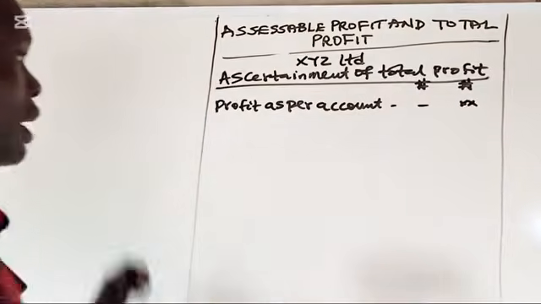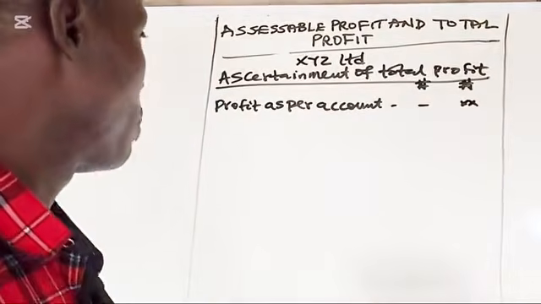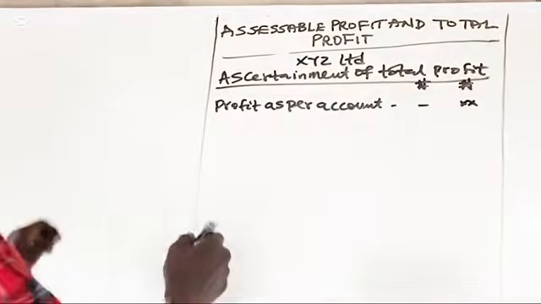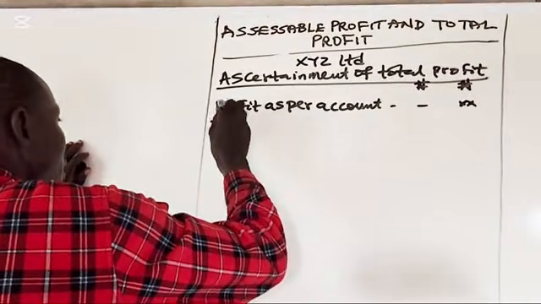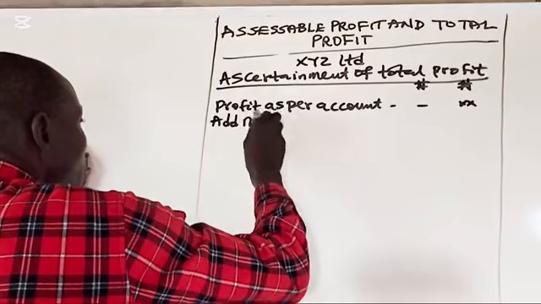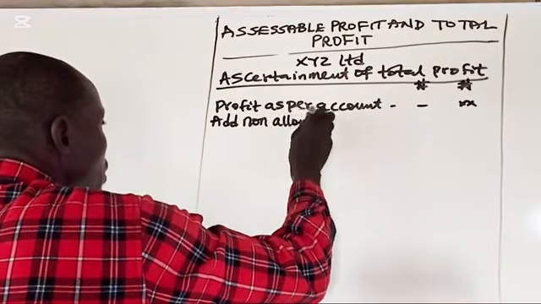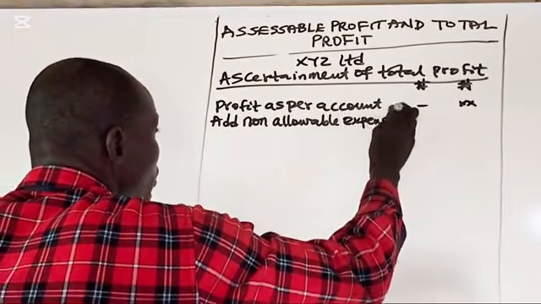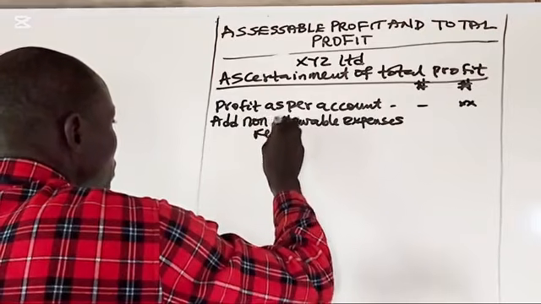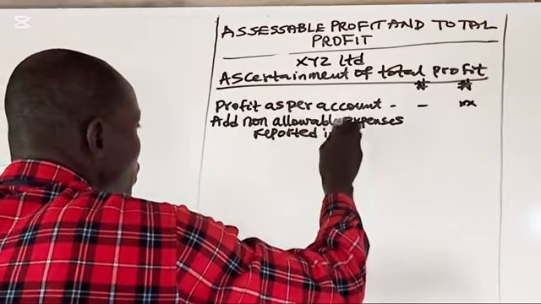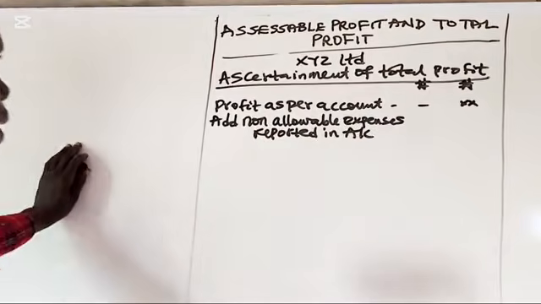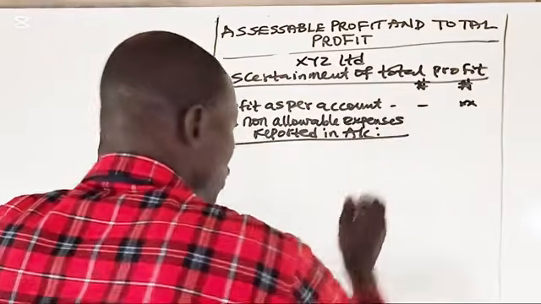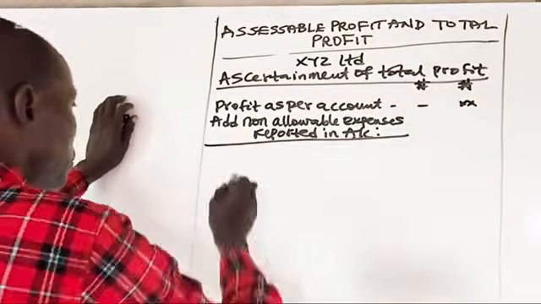Remember, I gave you two formats or two methods of computing the adjusted profit in my earlier videos. So you add non-allowable expenses reported in account. Those expenses that are not allowable, that have been included in the statement of profit or loss. And that may include depreciation.